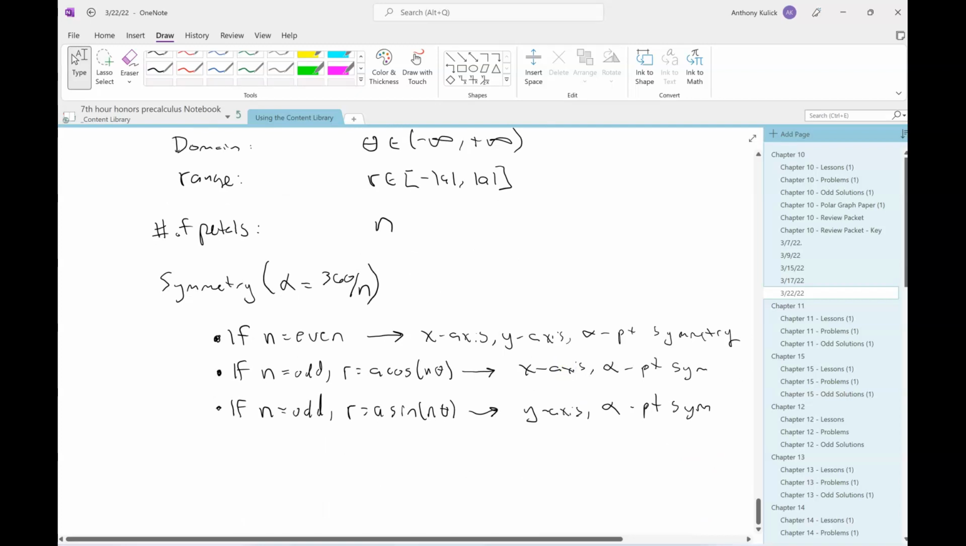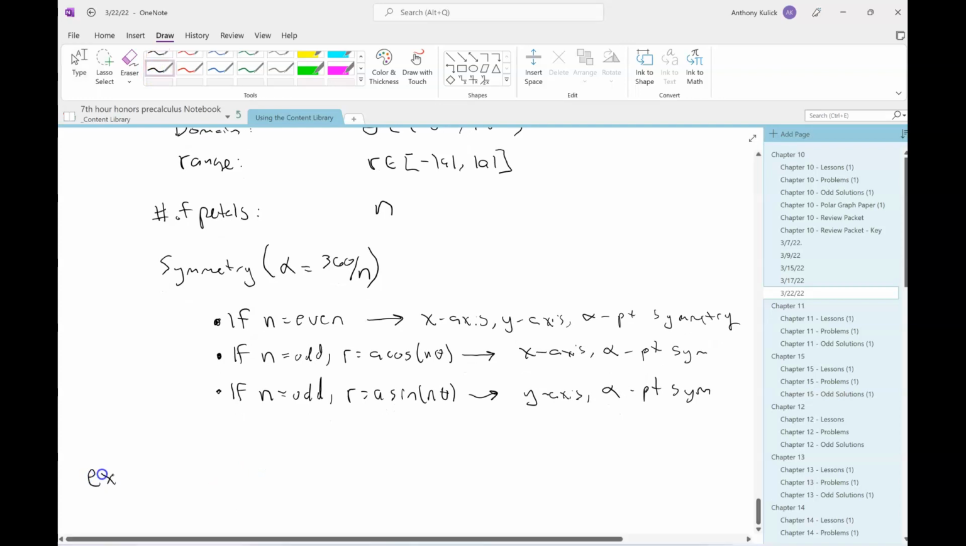And that's easy to remember, right? Because cosine is associated with the x-coordinate on the unit circle, and sine is associated with the y-coordinate on the unit circle. So cosine goes with x-axis symmetry, sine goes with y-axis symmetry. That's cool. I like that.